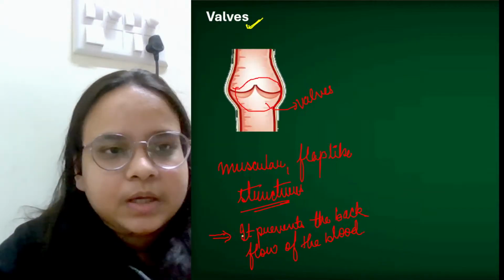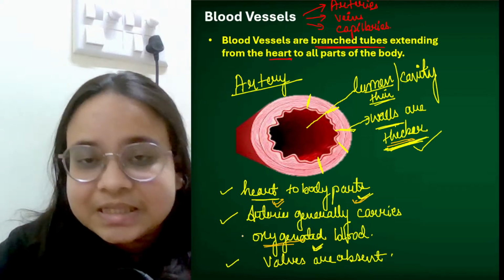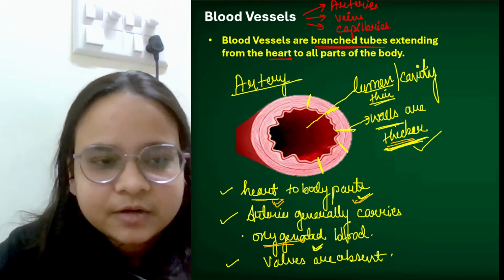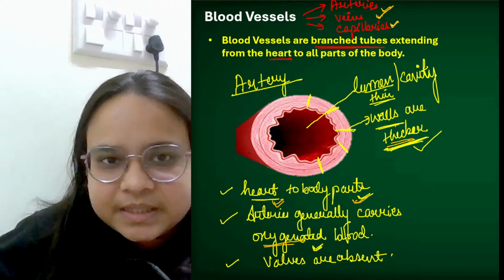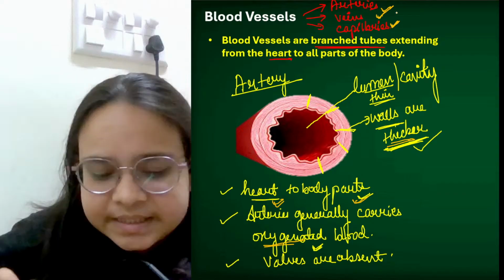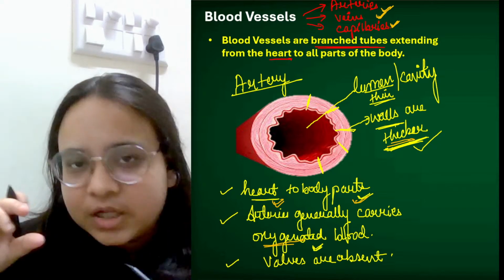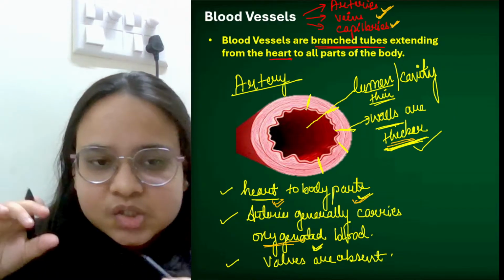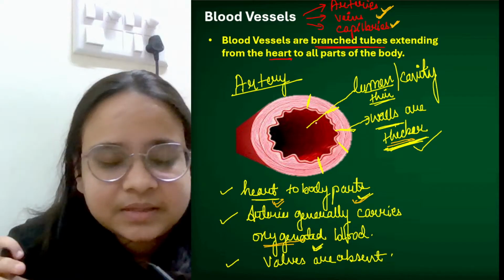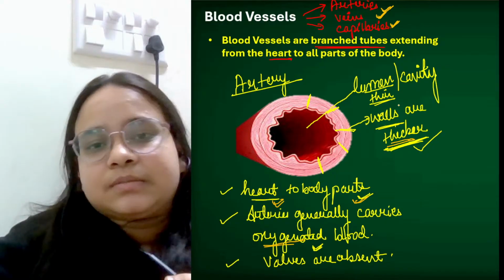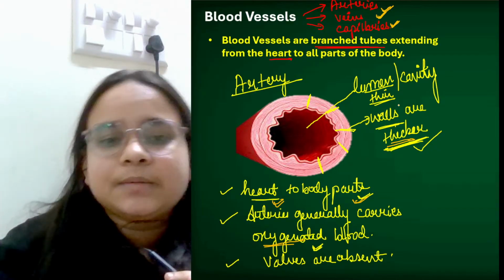Next, we have talked about valves and the function of a valve. Then we have also seen the different kinds of blood vessels: first arteries, then veins, then capillaries. Yesterday we just discussed the arteries and the veins. In case of an artery, the walls are quite thick. So the lumen, the hollow space inside the artery, becomes thin, because most of the space is accommodated by the walls itself.